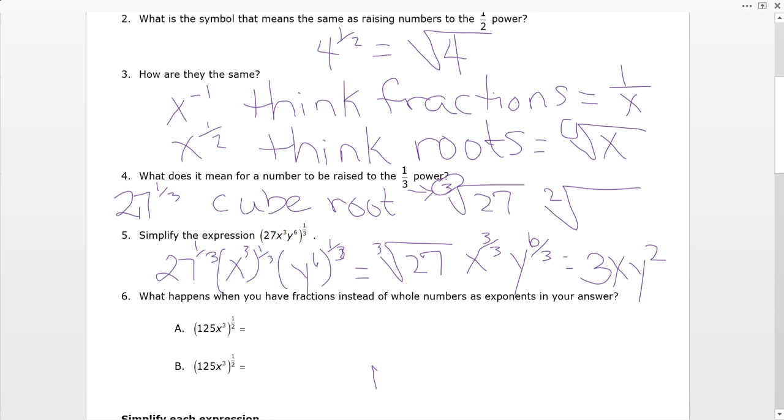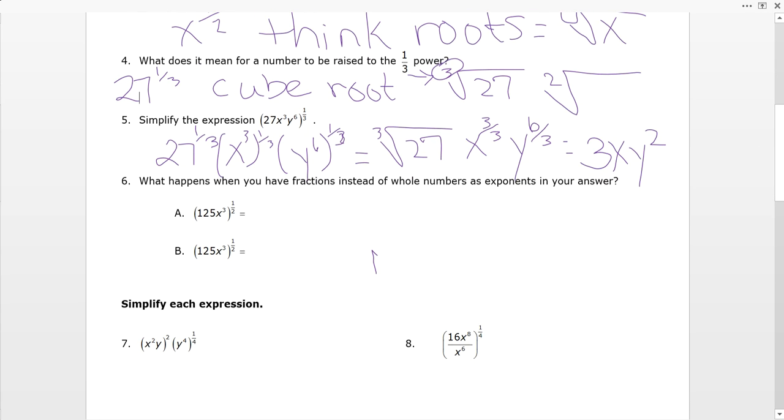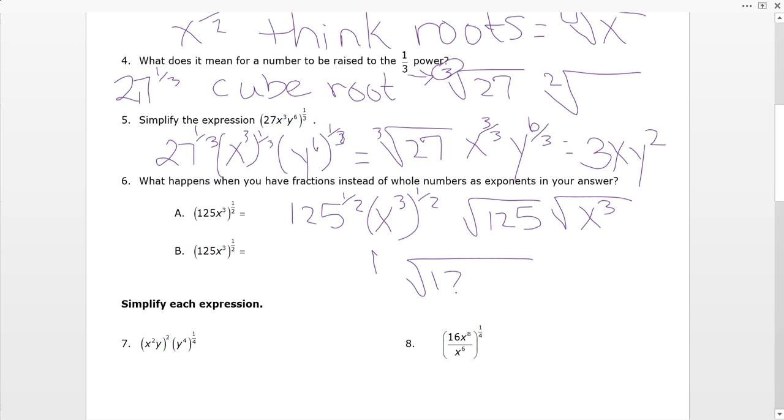So let's look at number 6. Okay, it's to the 1/2 power, so I can write 125 to the 1/2 power and x cubed to the 1/2 power. So I end up with the square root of 125 and the square root of x to the 3rd, and I can write it like this. Neither one of those is a perfect square, so I'm just going to leave it like that. We could simplify it and take some of it out of the radical sign, and we'll do that when we're factoring, but for right now we're just going to leave it like that. So it could be written either way.